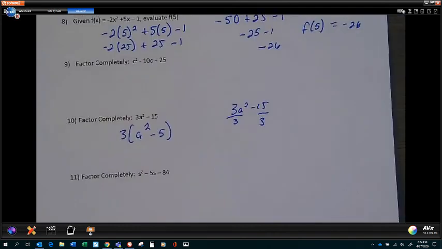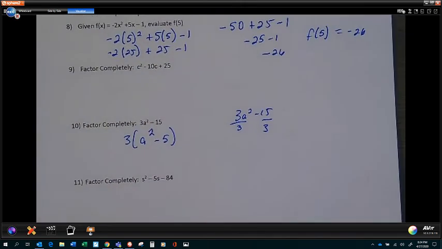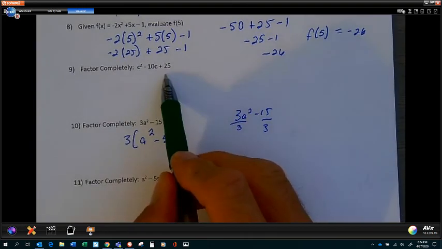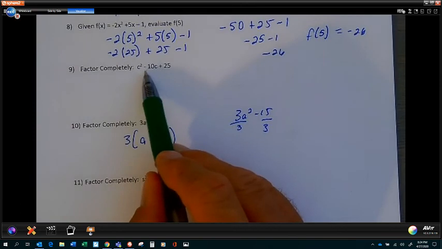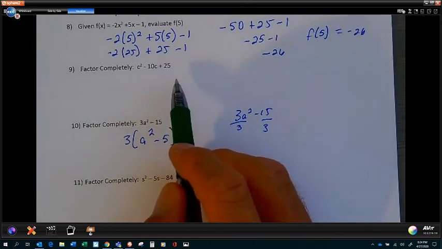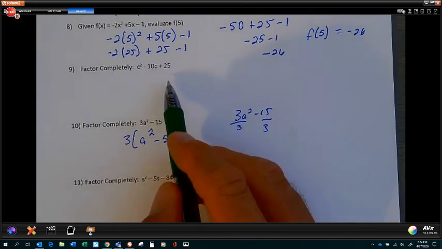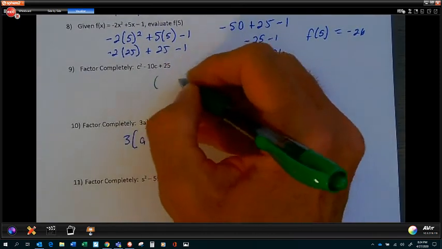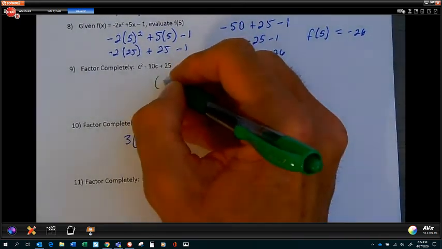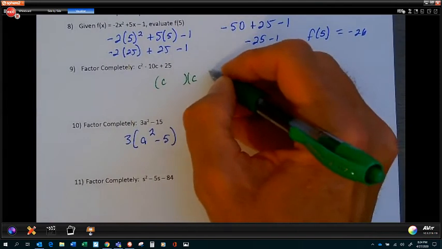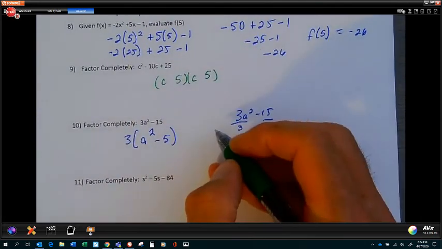Going back up to this one again, the c is positive, so we want to ask ourselves, what are two factors of 25 that add to 10? Again, it doesn't matter that that's negative, they're going to add to 10. Well, that's going to be 5 and 5. So we're going to come in here, C and C, and 5 times 5 is 25, and 5 plus 5 is 10.